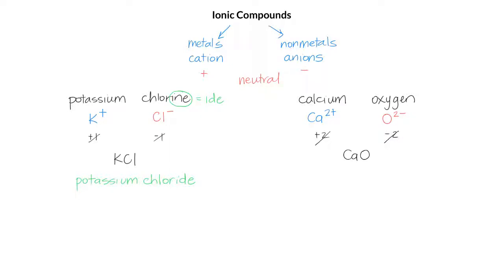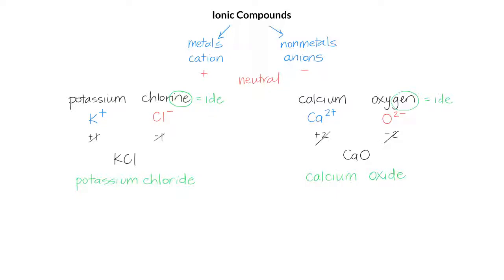To name this compound, we keep the metal with the same name, so calcium, and we have to change the ending of the anion to -ide. This one's a little different. It's called oxide. So CaO is the formula, calcium oxide.